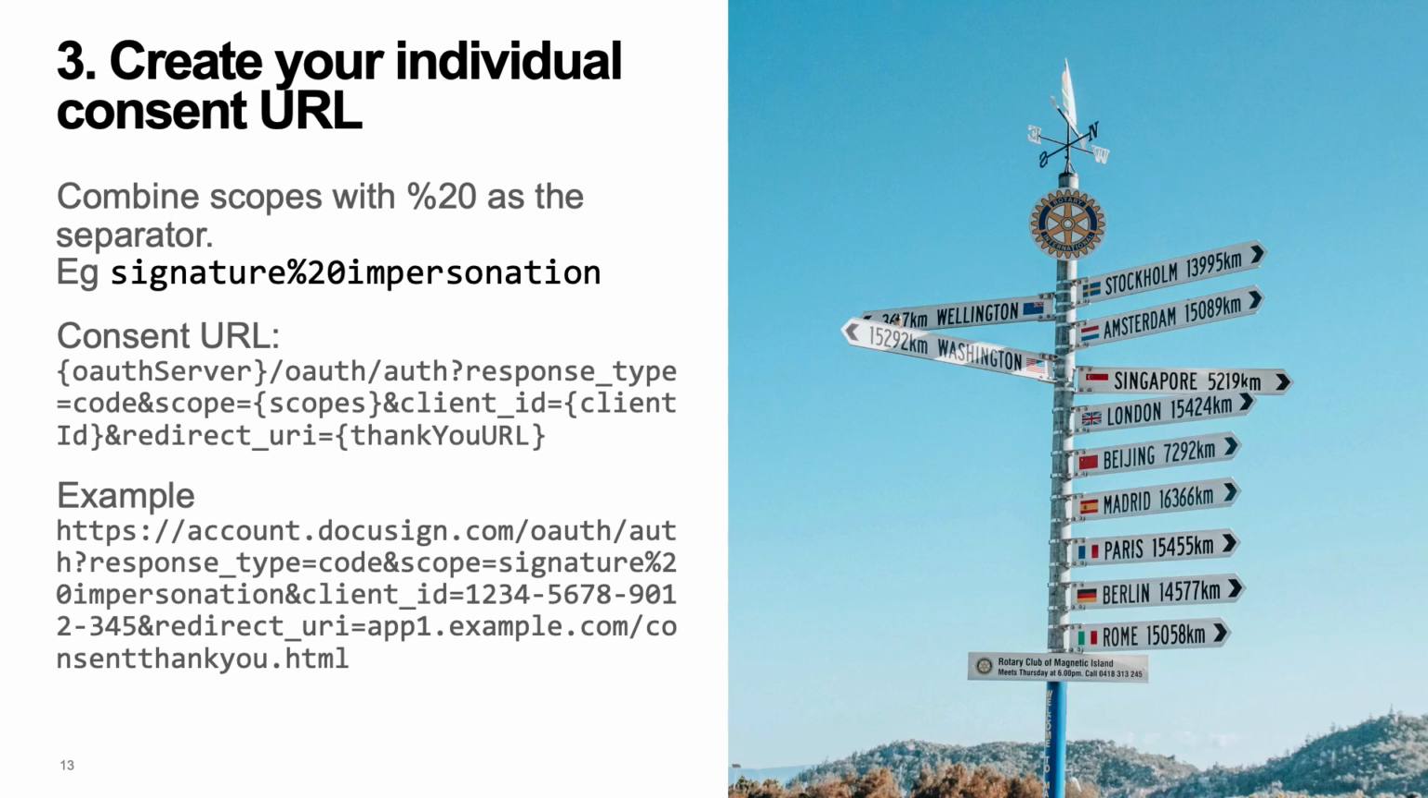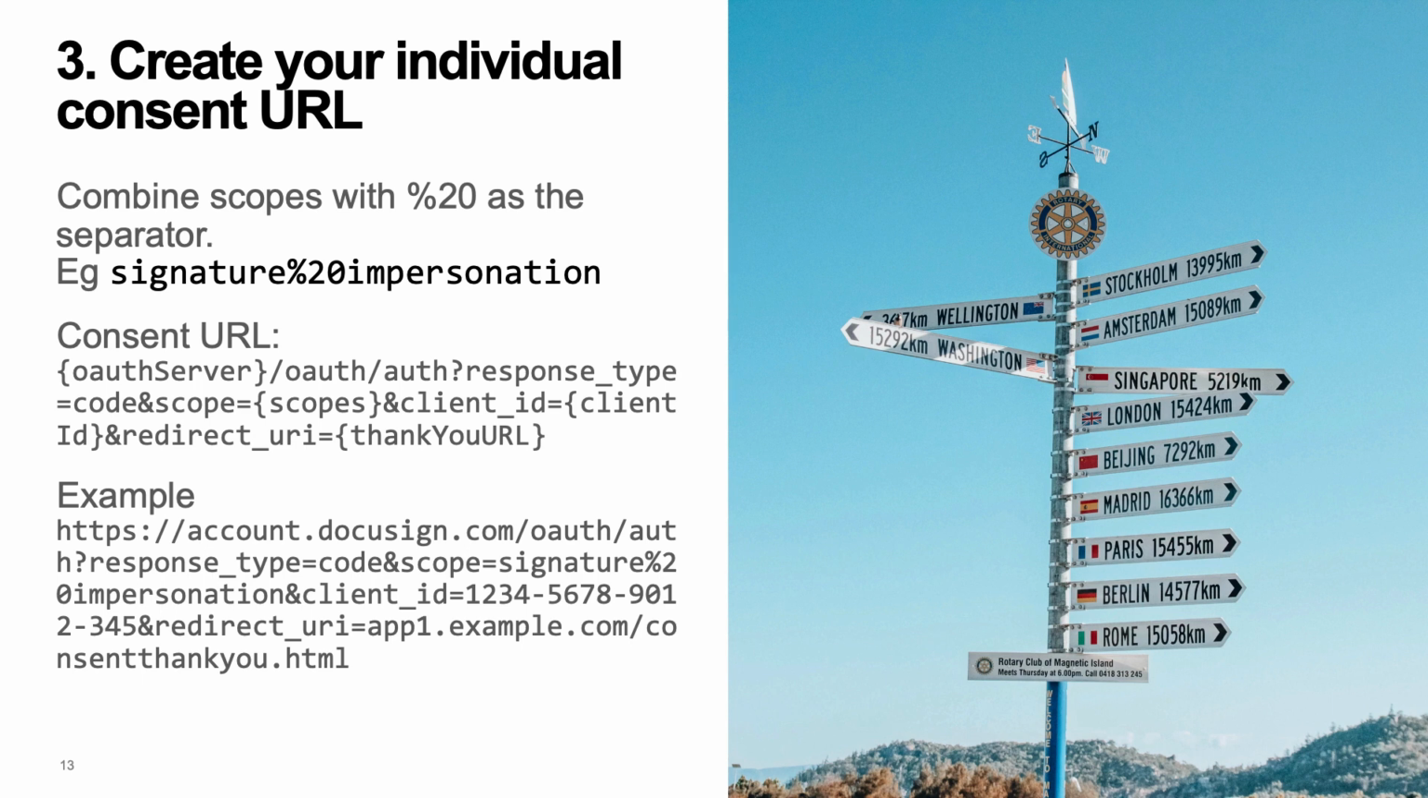Step 3. Create your individual consent URL. Decide which API scopes your application will need and then concatenate them with %20 as the separator. The JWT Grant always needs the impersonation scope at a minimum. The next part of the slide shows the consent URL format with the substitution fields and curly braces. Create your consent URL carefully from the example.